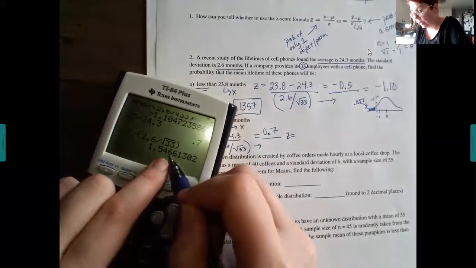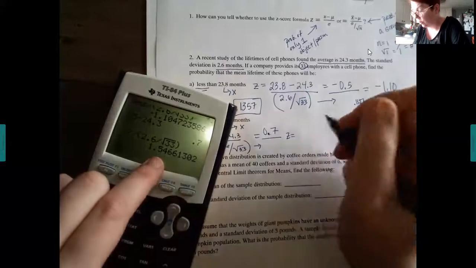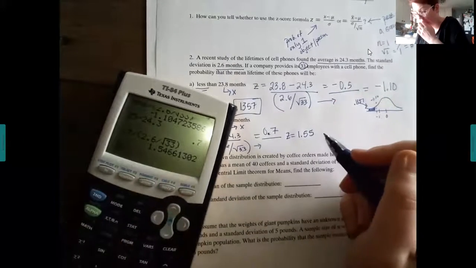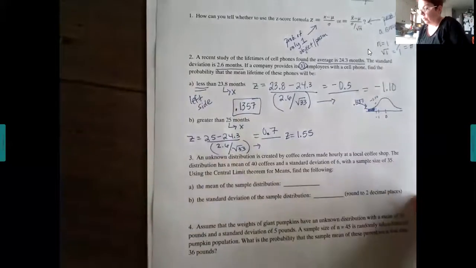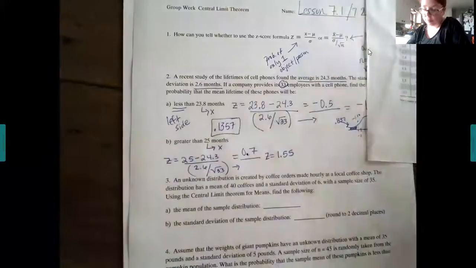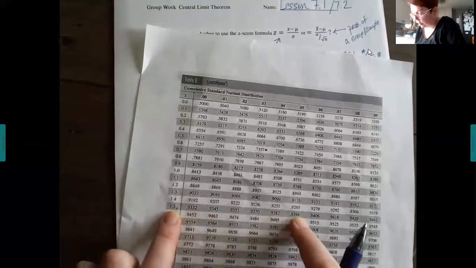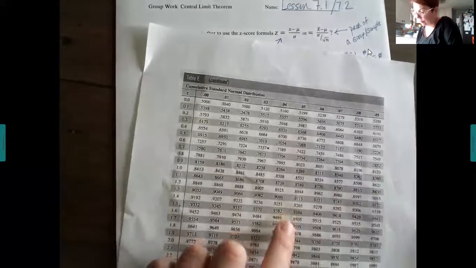When we round it, the 6 is big enough to change the 4. So our z-score is 1.55. So we look on the table to get that probability. So 1.55. So here's 1.5. We go over to 5, and we see that's 0.9394.